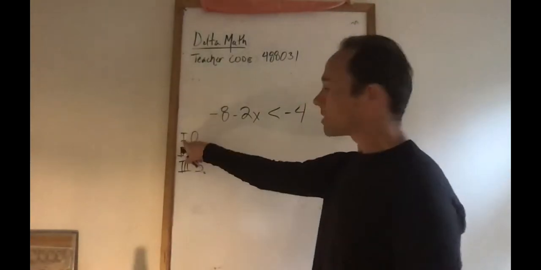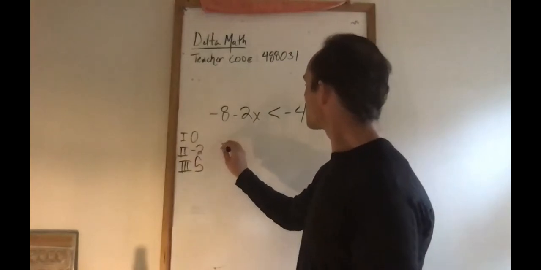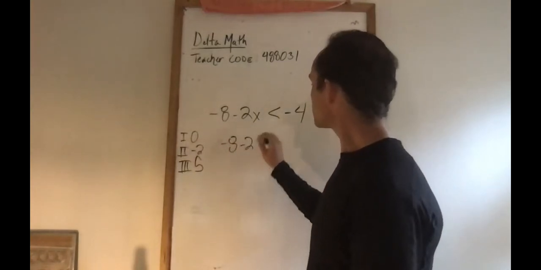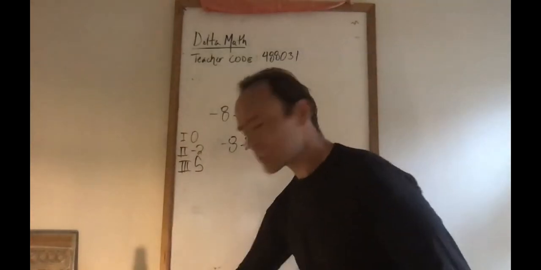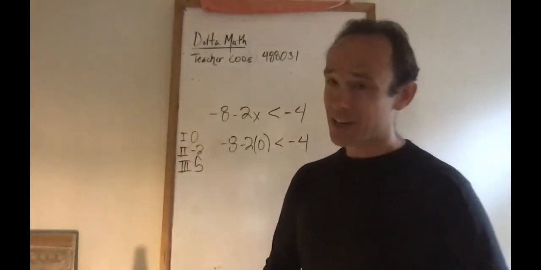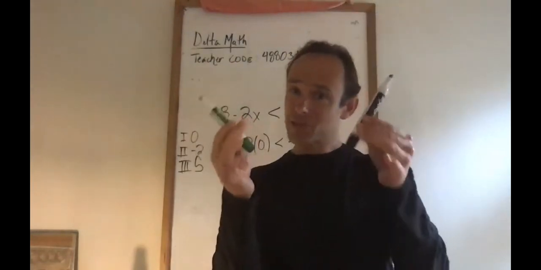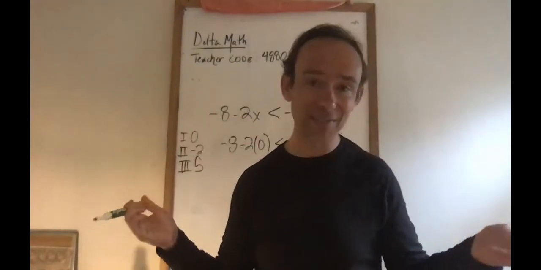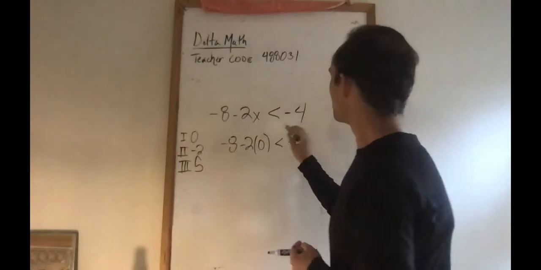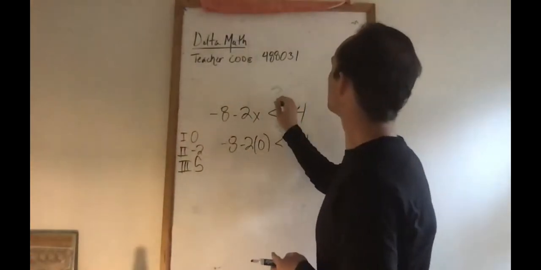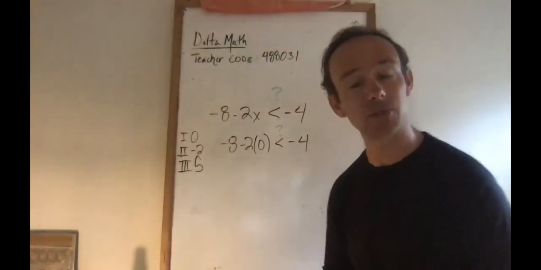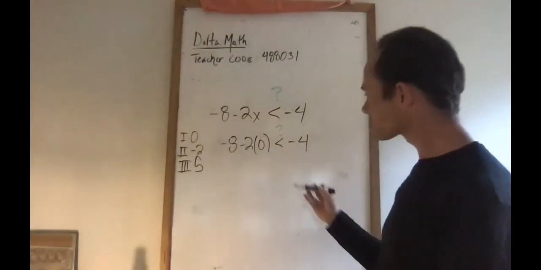I'm going to plug in 0. So let's watch this. I got -8 minus 2 times 0. And because I'm just kind of checking, and I wish I would have brought more colors. I'm actually a little embarrassed. I only have 2 colors in the house. If you know me, you know that's not acceptable. All right, so I'm going to put little question marks there because we're actually checking to see if it's true.